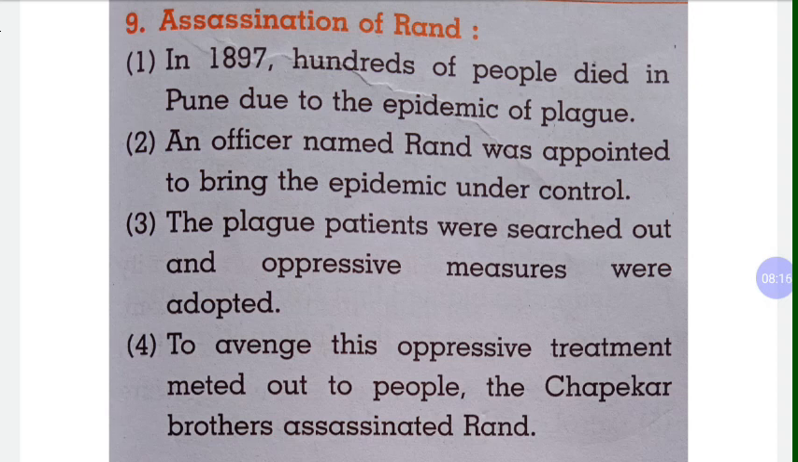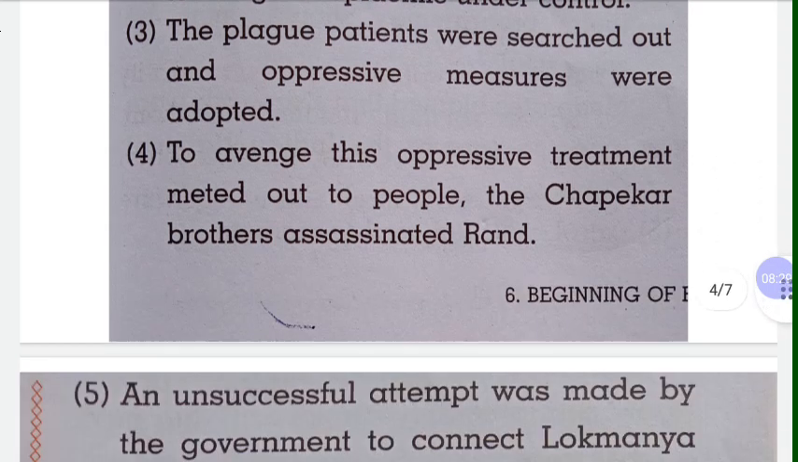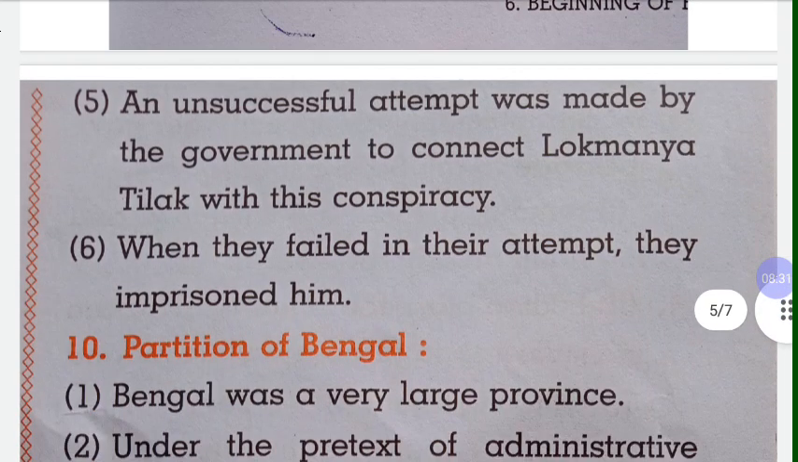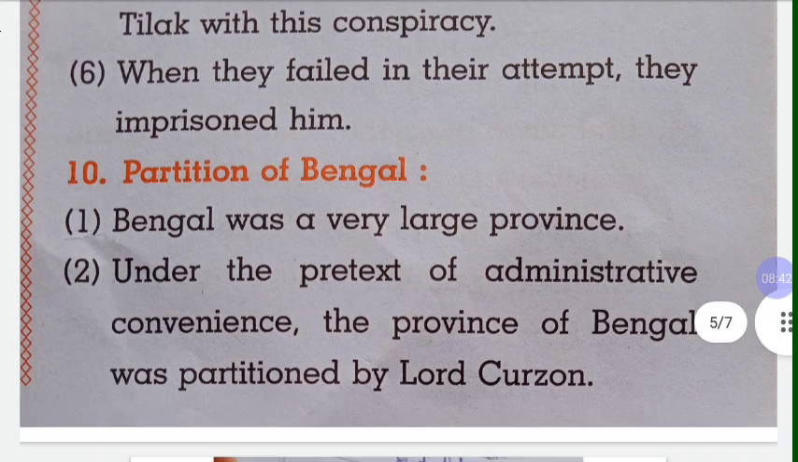Now he was appointed, but help was not given to the people, and here were the Chafekar brothers. They shot the officer Rand. Shot मतलब उसकी हत्या कर दी गई. And an attempt was made by the government to connect Lokmanya Tilak with this conspiracy. They thought Lokmanya Tilak might have done this, but they failed in their attempt. They imprisoned him.